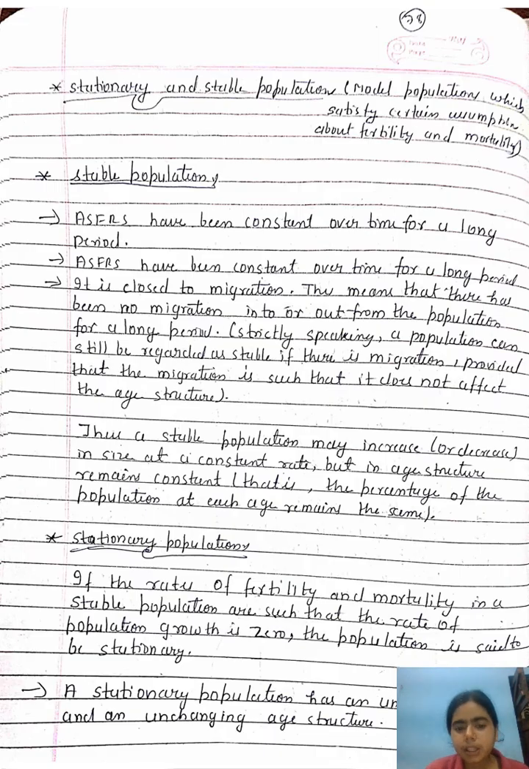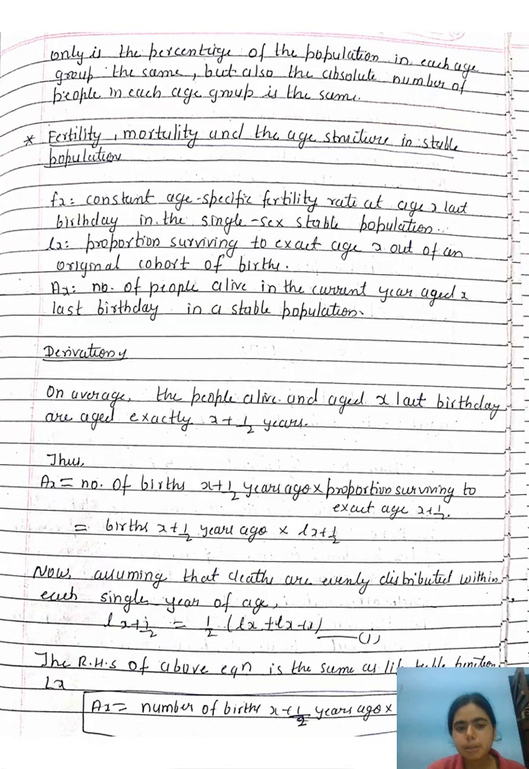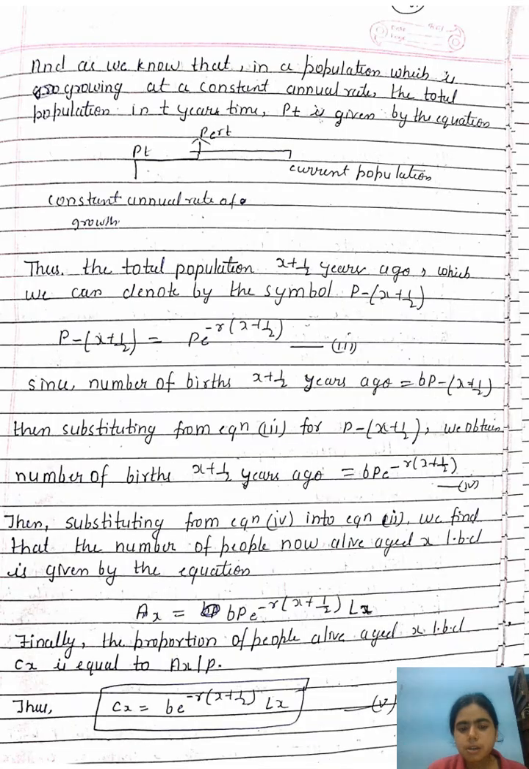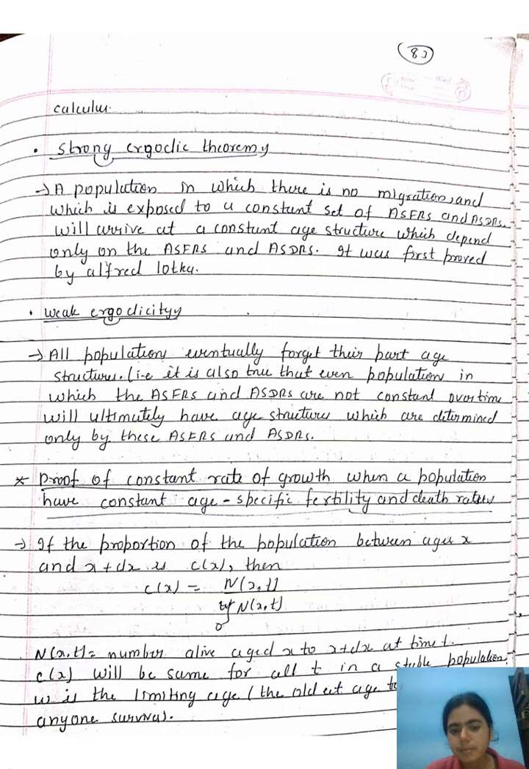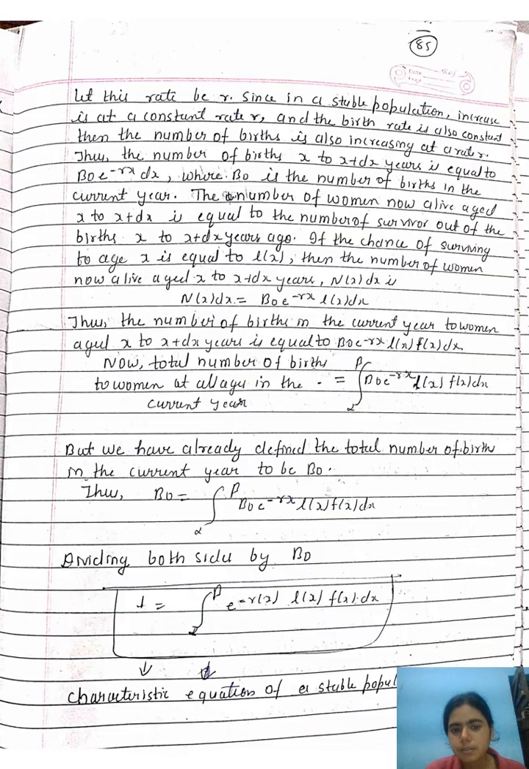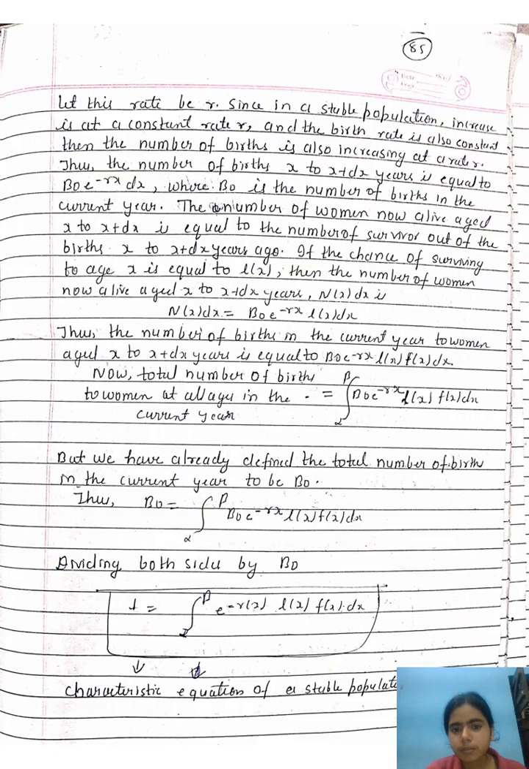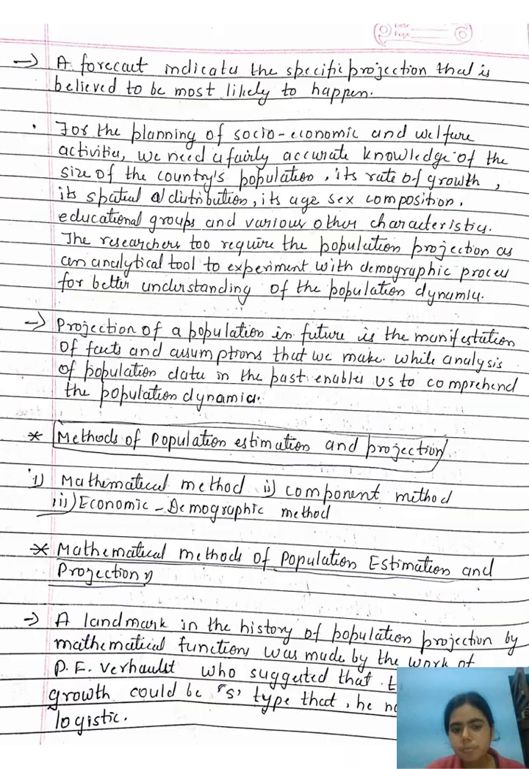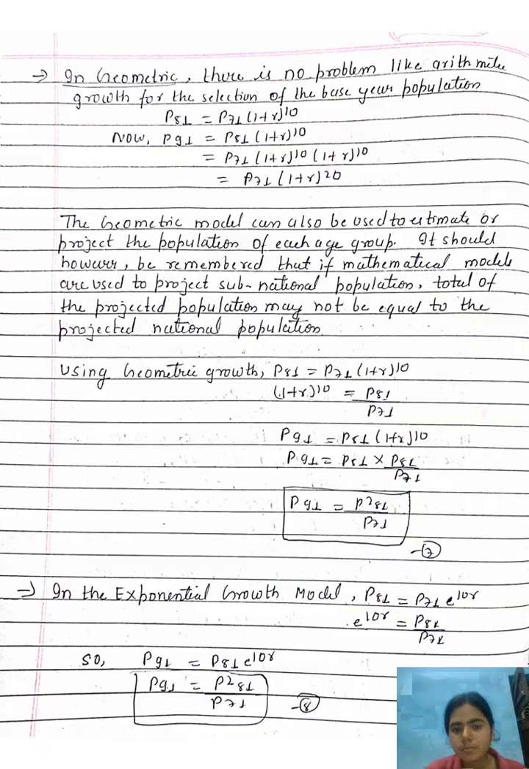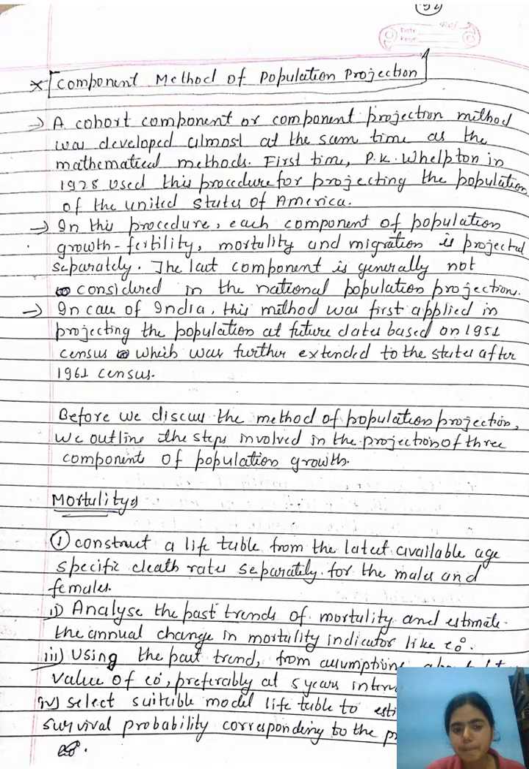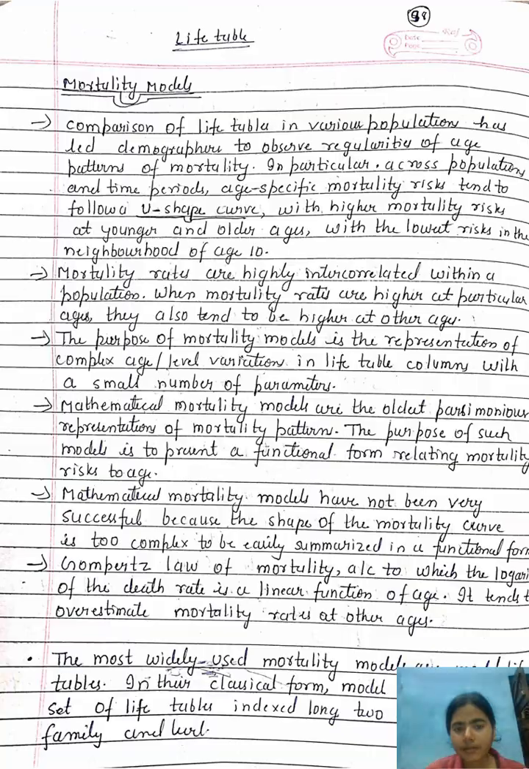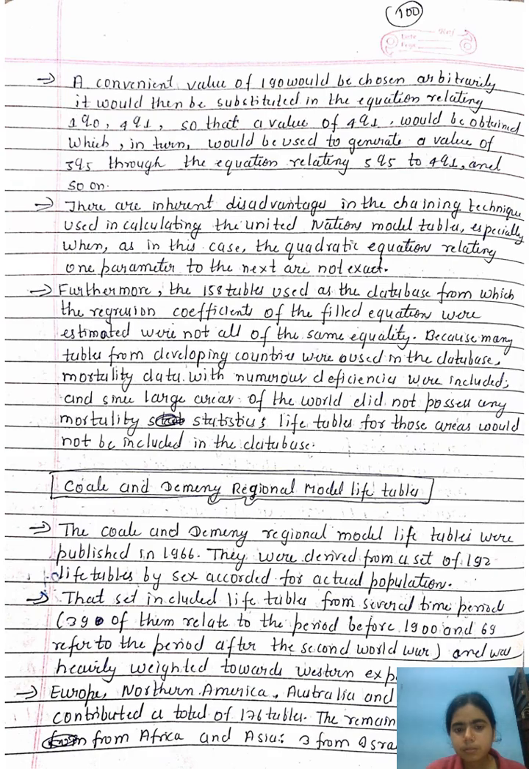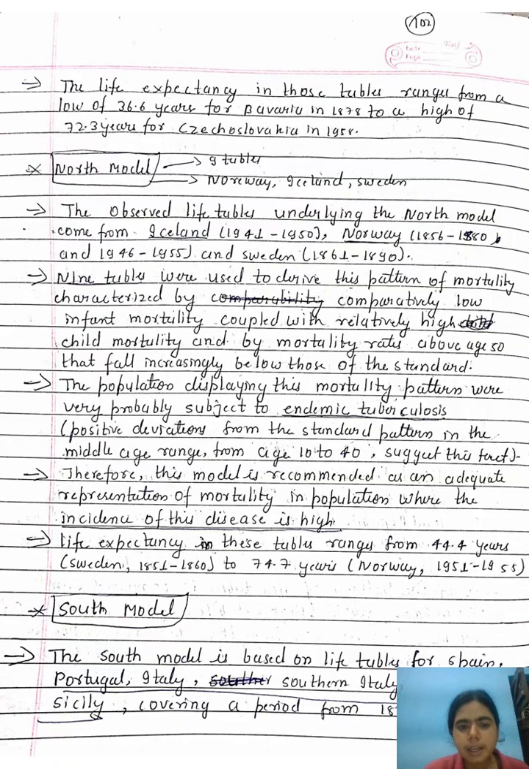Stable population, this is the definition of stable population. The stationary population. Skip. These are the things.